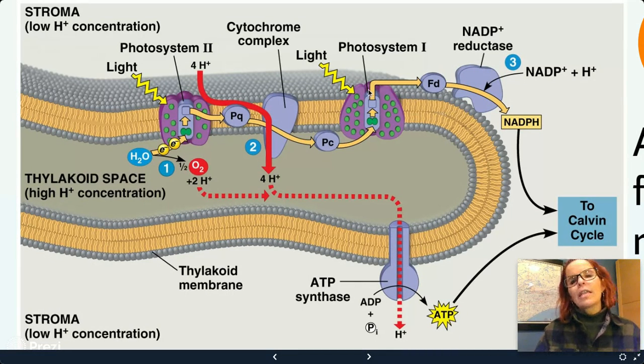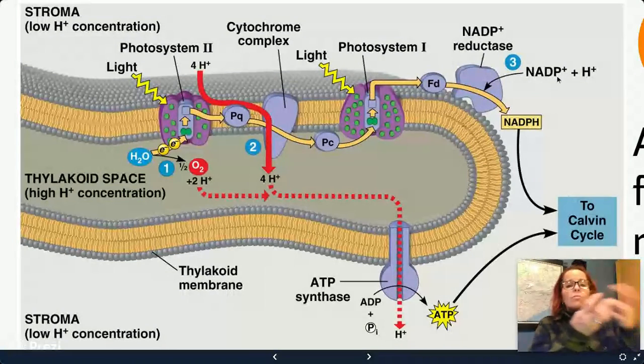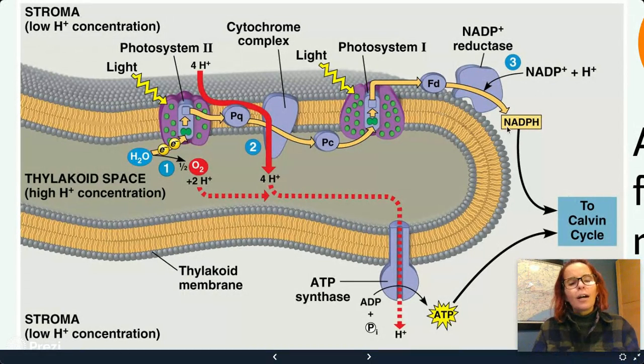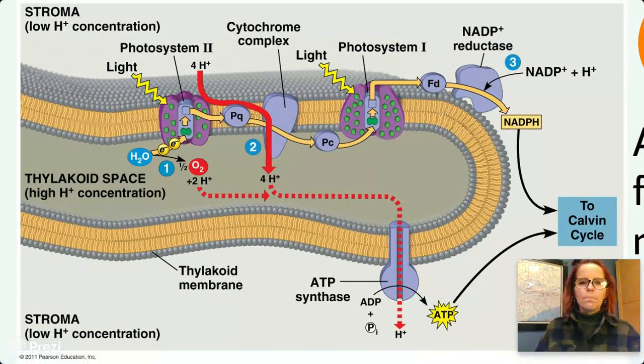They ultimately get taken by an enzyme that's called NADP plus reductase and given to NADP plus. So those electrons are added. Remember, hydrogen ions always come with them because they're negative and positive and they're attracted to each other. So we end up with this electron shuttle called NADPH, and it's going to carry the electrons over to the Calvin cycle in the stroma.